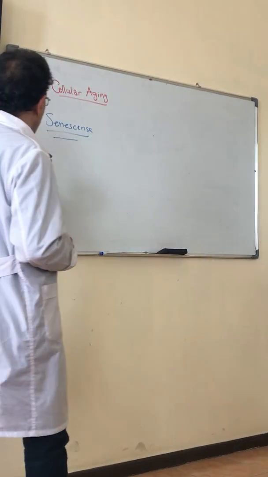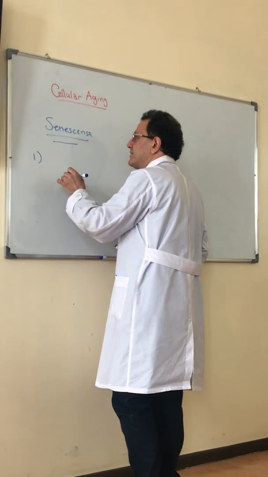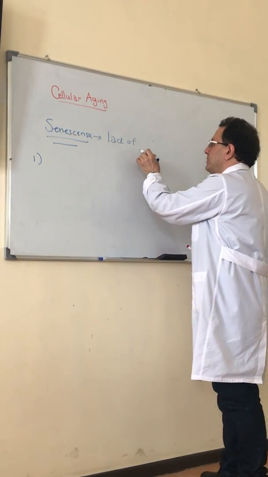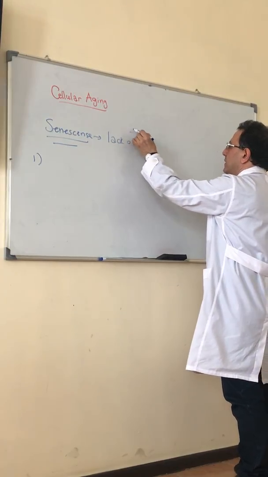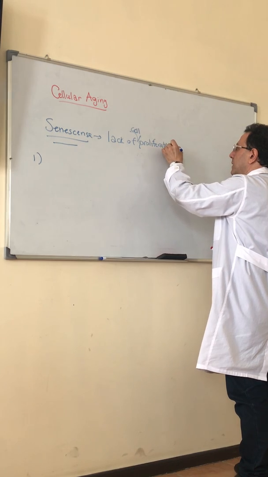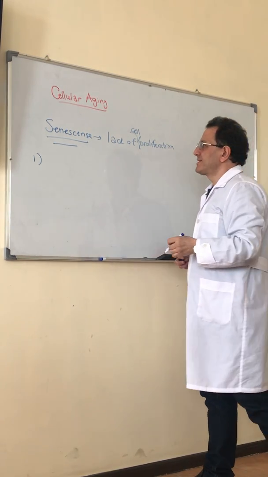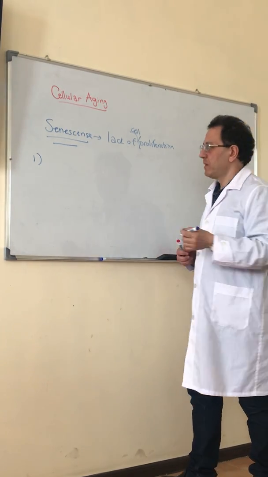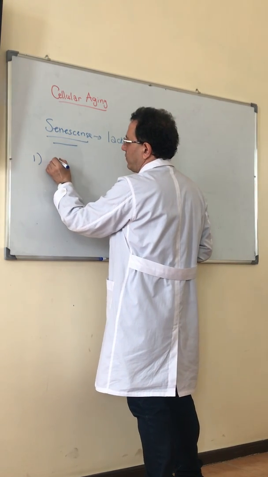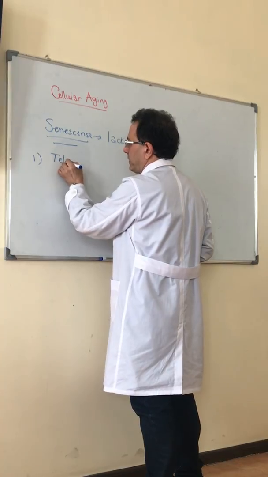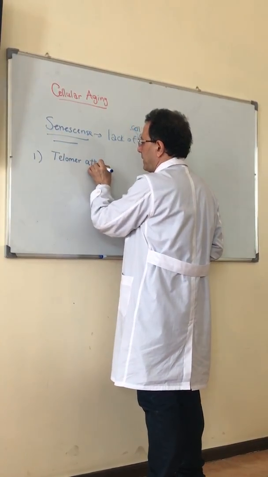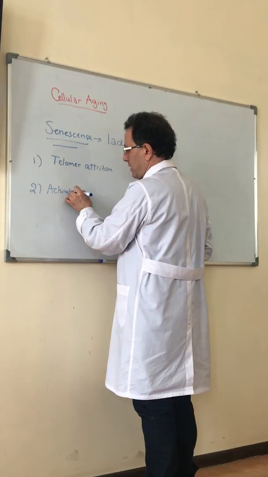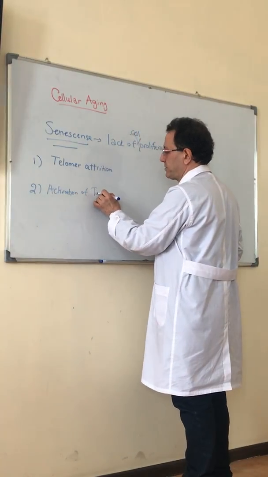And what is the reason for this senescence? There are two concepts of senescence. So this is lack of proliferation of the cell. Senescent cells are dead cells. They cannot proliferate, they cannot divide. What is the reason for senescence? One of them is telomere attrition. And the other is activation of tumor suppressor genes.